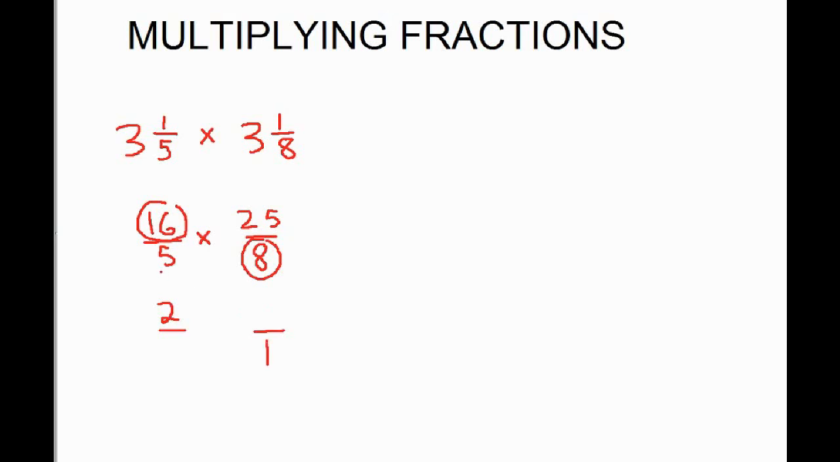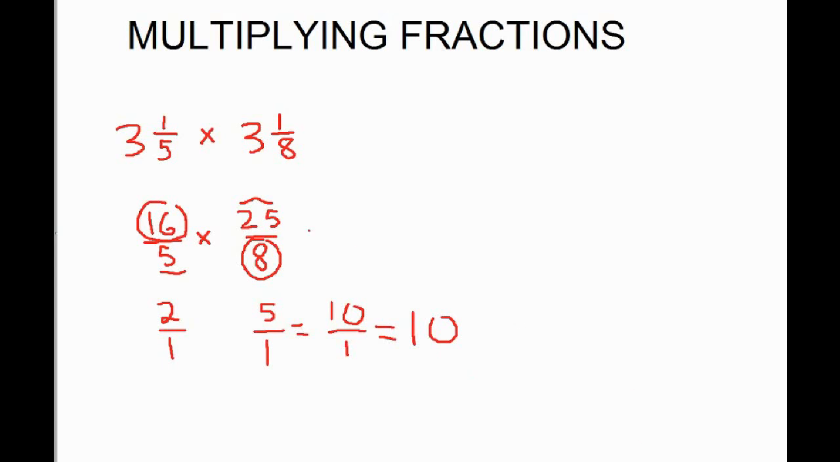For 5 and 25, there is a common factor of 5. We can divide both of them by 5. 5 divided by 5 is 1, and 25 divided by 5 is 5. So instead of having 16 times 25, we have 2 times 5. 2 times 5 is 10. And instead of 5 times 8, we have 1 times 1, which is 1. Now 10 over 1 is an improper fraction, so we wouldn't want to leave that as our final answer. 10 divided by 1 is just 10.